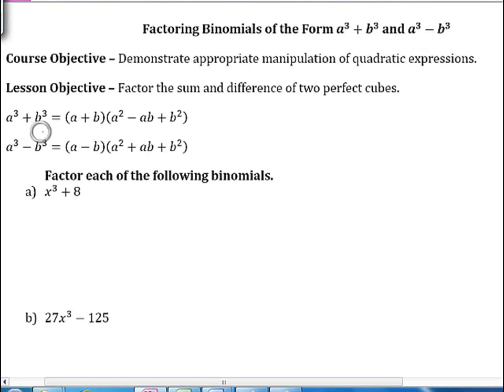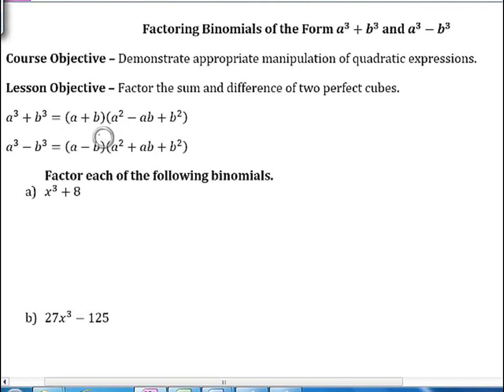A cubed plus b cubed equals a plus b times the quantity a squared minus ab plus b squared. And a cubed minus b cubed equals a minus b times the quantity a squared plus ab plus b squared. So you should memorize these formulas.